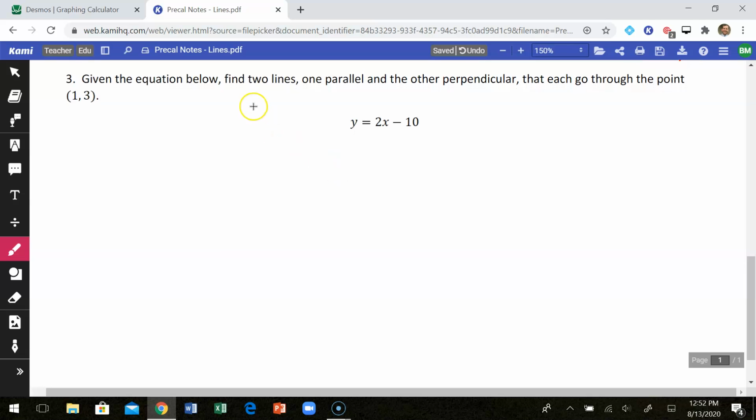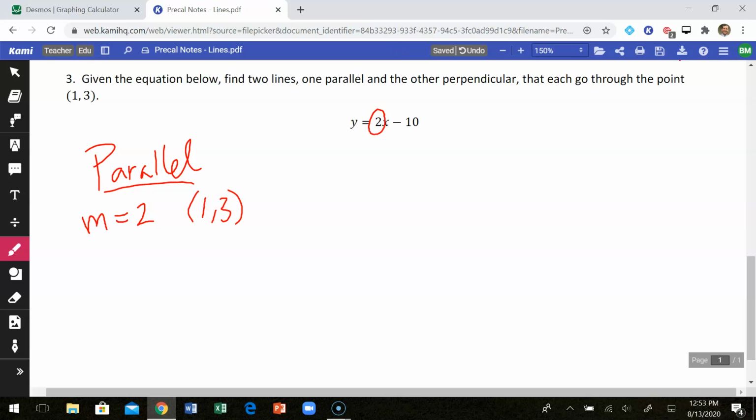All right, given the equation below, find two lines, one that is parallel, the other perpendicular, that each go through the point (1, 3). So to find the one that is parallel, you should hopefully know or be able to figure out that parallel lines have slopes that are the same, right? Because they're never going to cross. So I know that my line that's going to be parallel to this also needs to have a slope of 2. But then it has to go through this point (1, 3).